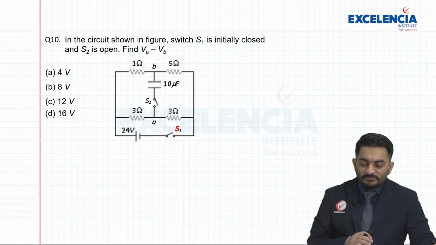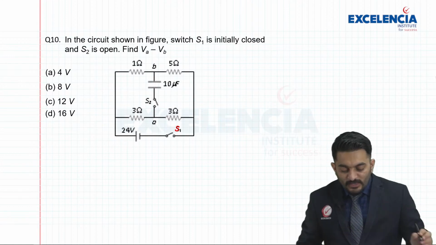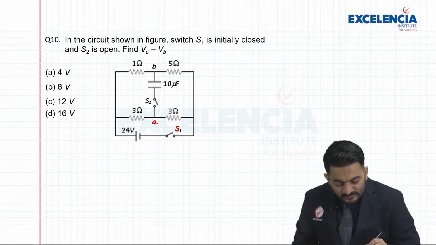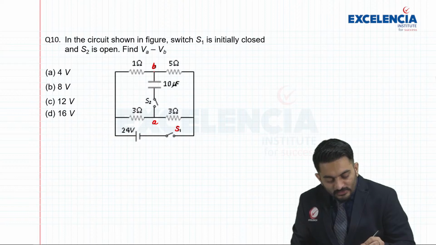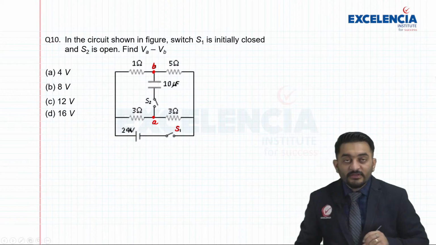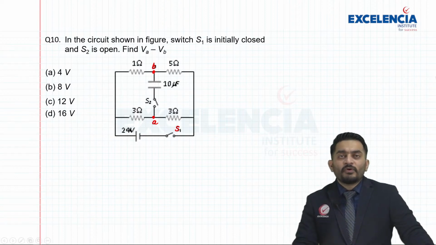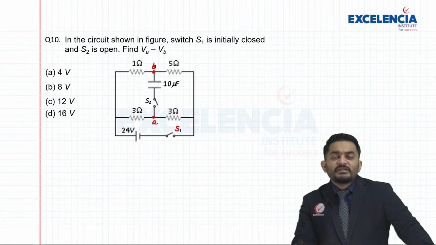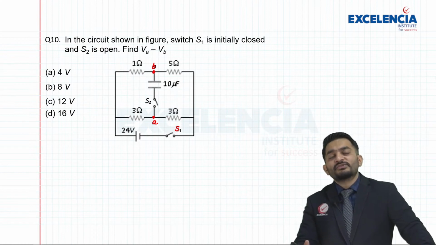Find voltage VA minus VB. That means this is point A and this is point B. You have to give the potential difference between these 2 points. Now what we need to do, guys? The circuit is very simple because they have said S2 is open.